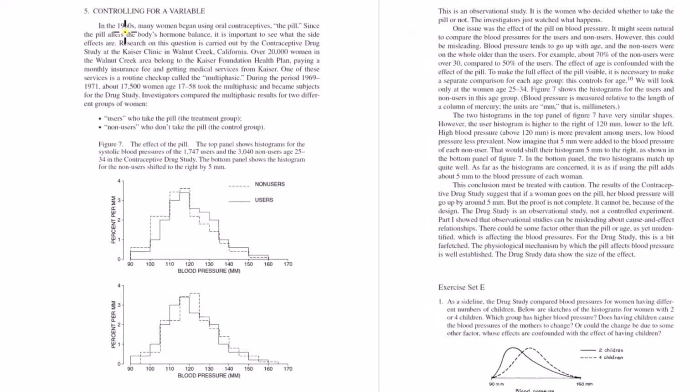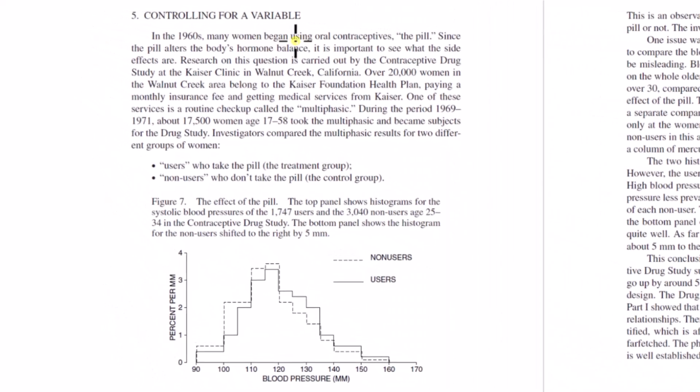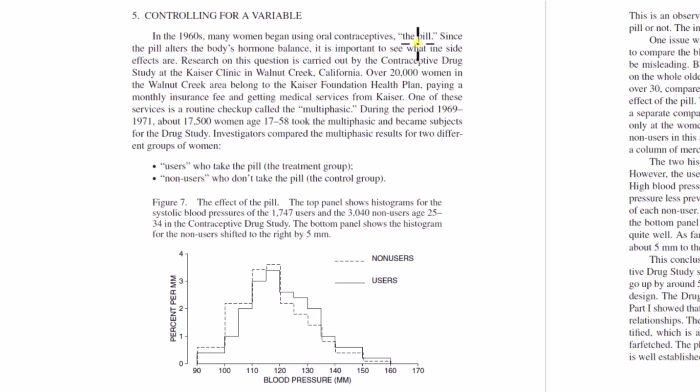Okay, in the 1960s, many women began using oral contraceptives, the pill. Since the pill alters the body's hormone balance, it is important to see what the side effects are. Research on this question is carried out by the Contraceptive Drug Study at the Kaiser Clinic in Walnut Creek, California.